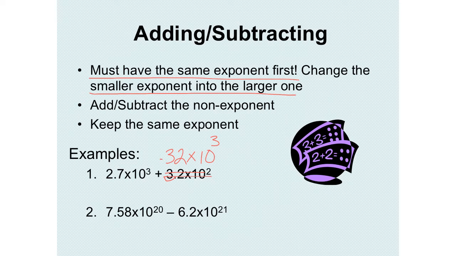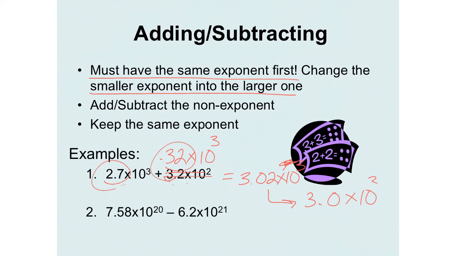They both are 320. Once you've done that, then you add if you're adding or subtract if you're subtracting your non-exponents, so your coefficients. So we do 2.7 plus 0.32, so that would be 3.02. And then you keep the exponent, times 10 to the third. Oops, that's a little messy. That's supposed to be 10 to the third. Then we just round for significant figures. So you look at the original numbers we're adding. So we do decimal places. So 3.0 times 10 to the third would be our answer. So that would be 3,000.